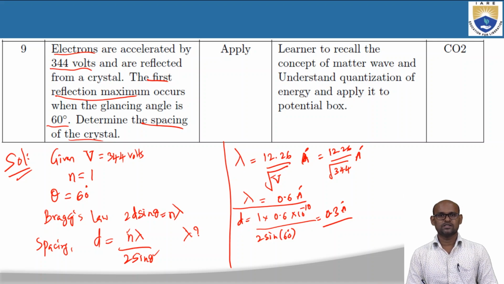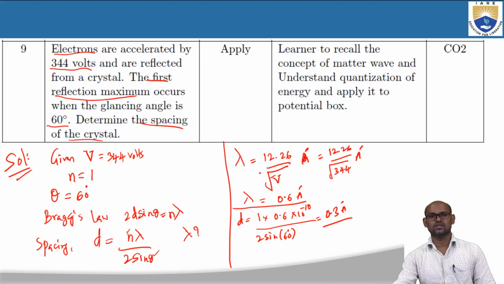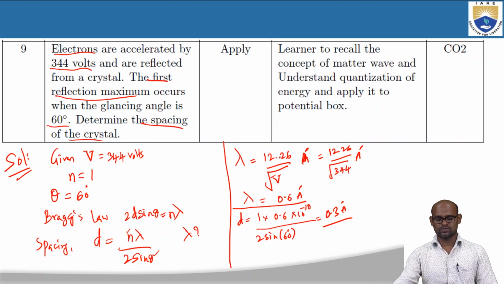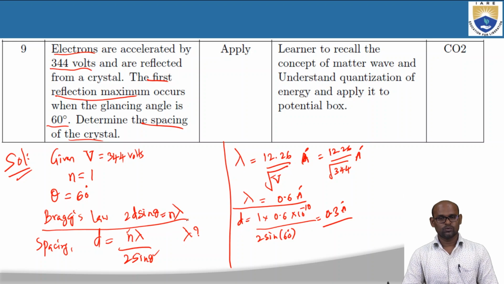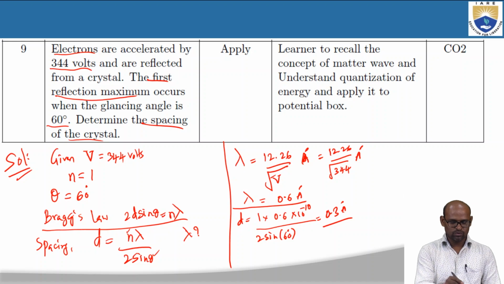To calculate the spacing of the crystal, we had to calculate the wavelength using the formula 12.26 by square root V angstroms. So basically, we have used Bragg's equation to calculate the spacing of the crystal D, and to do so we calculated the de Broglie wavelength of the electron using the formula 12.26 by square root V angstroms, where V is mentioned as 344 volts. Okay, so let us go to the next problem.